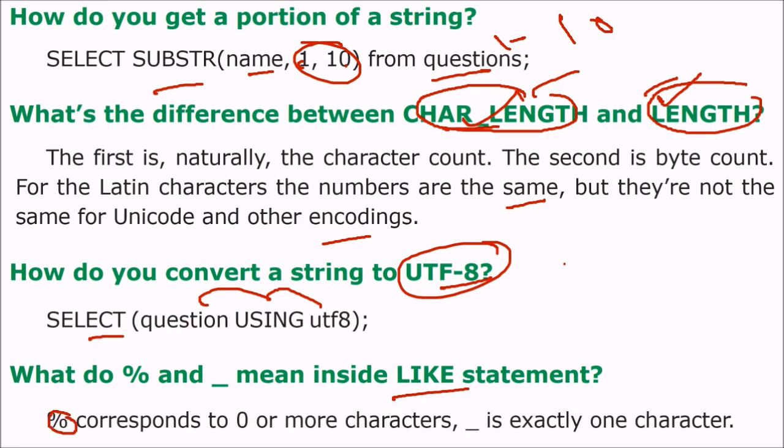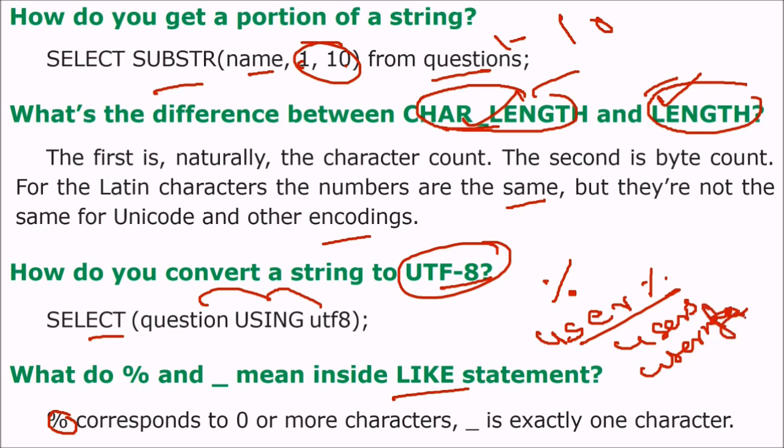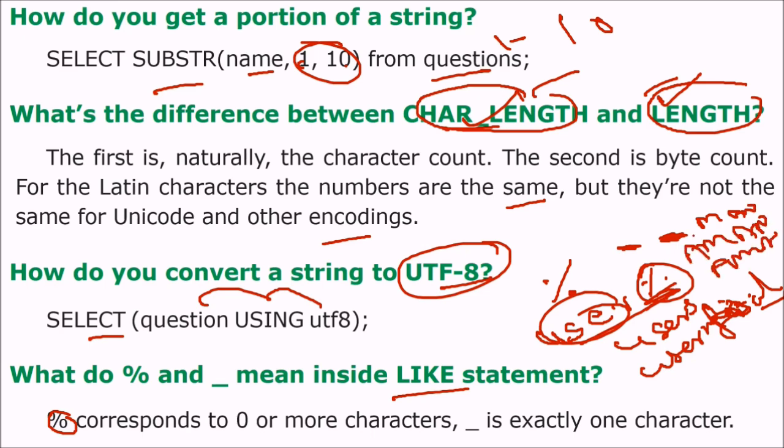How do percent and underscore work inside a LIKE statement? Percent means 0 or more characters. If I want to know all the names starting with user, I'll place a percent. All those names, whether it be user, users, user me, user 2, user phone, anything, 0 or more characters. Even user will come because it means 0 or more characters. But underscore means exactly 1 character. If I want to know all the names which end with, say, man, you will get a man, f man, with exactly 1 character. If you want 2 characters, you place 2 underscores.